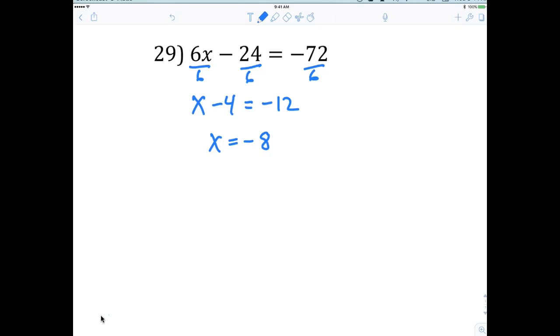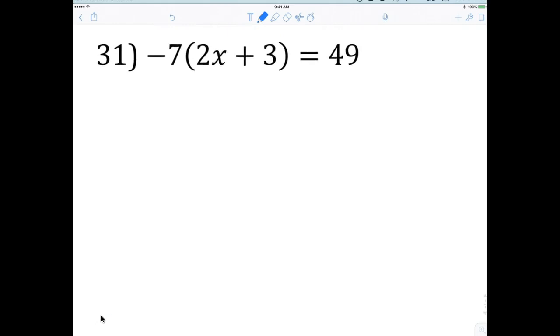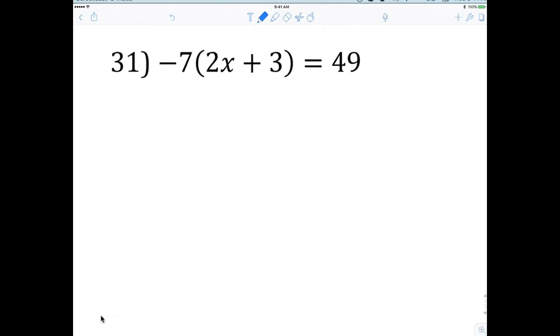Now, for example, if the 72 was like 5, I wouldn't divide by 6 first because it doesn't go in evenly, and you're creating a fraction. All right, here we go with 31. Here's another prime example of that. What do I want you guys to do first? No, I want you to divide. Why do I want you to divide first? You get rid of the 7. Yeah, it makes the number smaller.